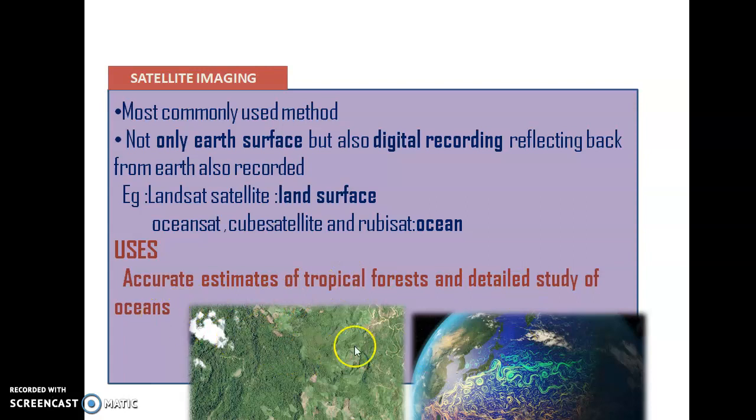Here you can see that there are two pictures attached. This is the satellite view of a forest. What information do you get? A kind of vertical stratification is seen here in this forest. And this is a satellite image of an ocean. Here you can see the oceans in all these regions. So this is the use of satellite images.